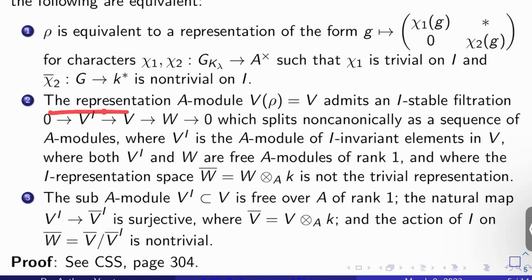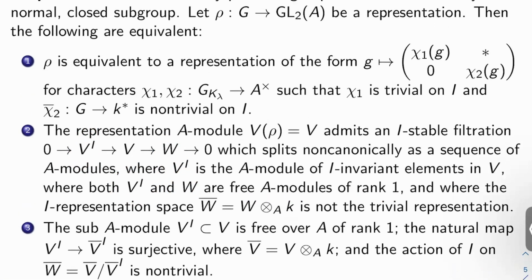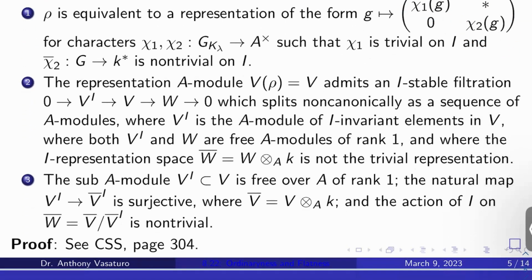Two: the representation A-module V of rho, so the representation space, admits an I-stable filtration 0 to V^I to V to W to 0, which splits non-canonically as a sequence of A-modules. What is this V^I? It's the A-module of I-invariant elements in V, the usual notation for invariance. And we want V^I and W, the guys on the edges, to be free A-modules of rank 1. I think of those as the representation spaces of these characters, essentially, the representation spaces of the eigen-characters.